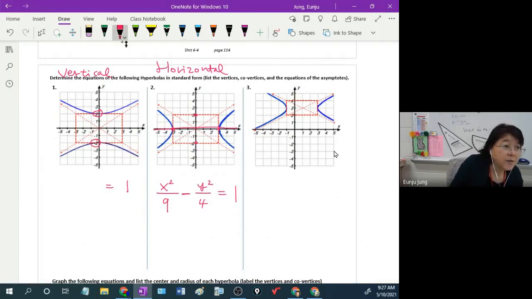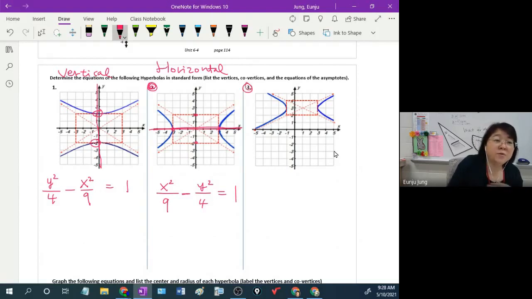So vertical transverse axis, and then I need to go with y squared. What was the number with y? 4, that's right. And minus x squared and 9. So that is y-axis is the vertical transverse axis. Okay, the equation look like that. And this is the regular way of looking, okay?